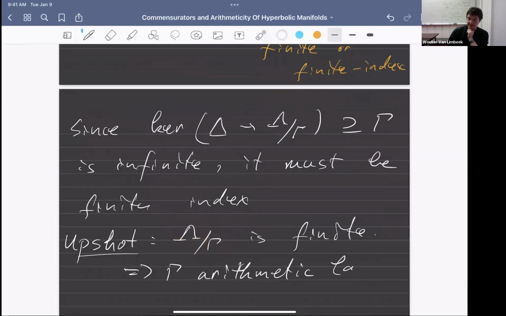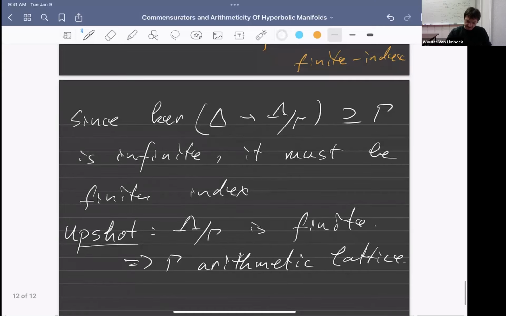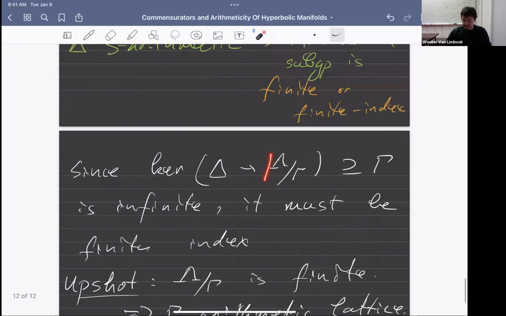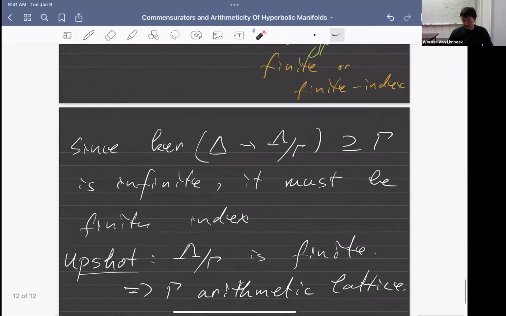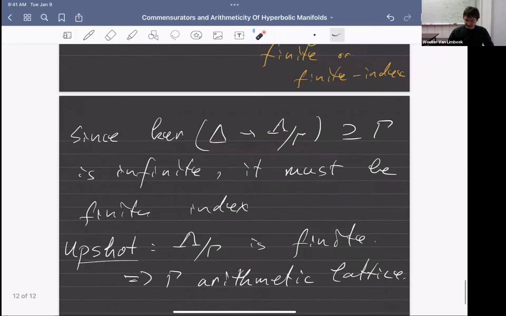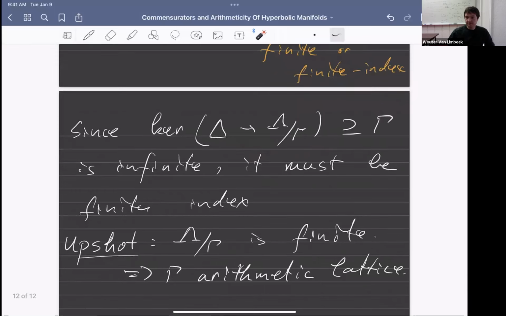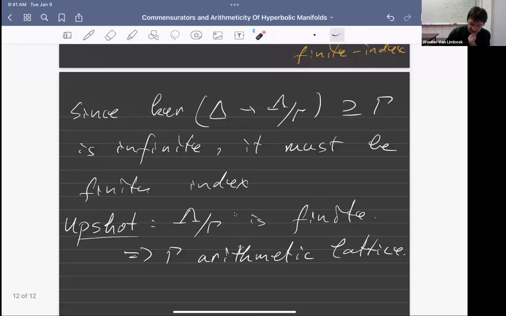I think I have to say that this is the most bizarre way that I've ever proved something is an arithmetic lattice in my life, by realizing this lambda mod gamma as a quotient of an S-arithmetic thing. But whatever works, right? I think I have, do I have 4 more minutes? Yeah. So I think this is what I wanted to say about the proof.